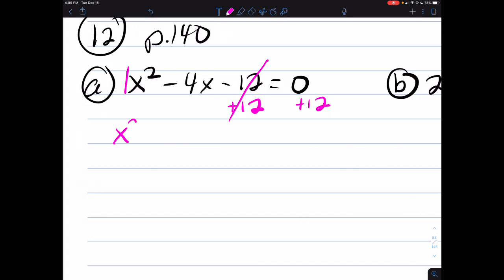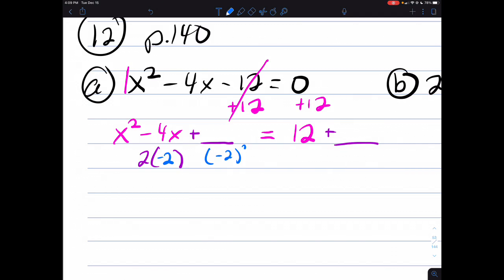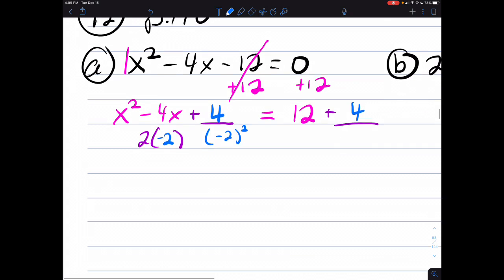And that leaves us with x squared minus 4x. Leave that blank there. Equals 12. Yep. And then we got to figure out what number completes the square. So think 2 times what gives us negative 4? And that's going to be negative 2, which means then that we'll square negative 2 to find our constant. So that's going to be 4.